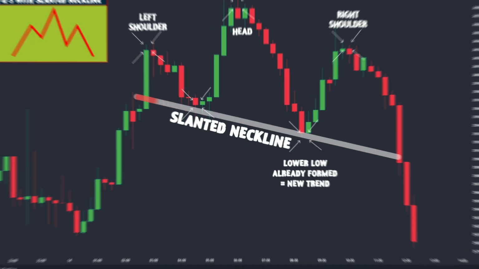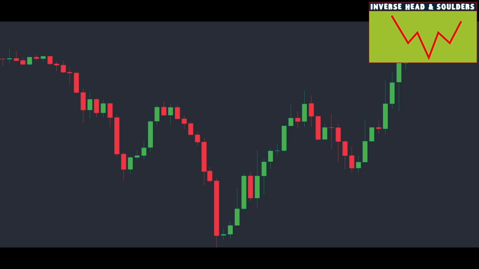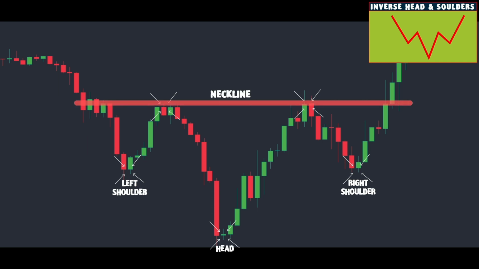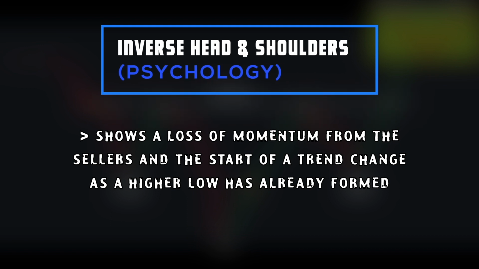Now, going in the opposite direction. The inverse head and shoulders pattern starts with a downtrend. After that, the left shoulder, the head at the swing low, and then the right shoulder at the higher low. The swing highs make a neckline or a resistance level. So, from a price action standpoint, it shows a loss of momentum from the sellers and the start of a trend change as a higher low has already formed.